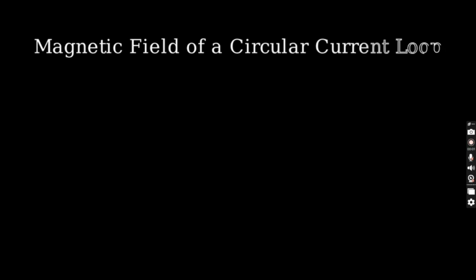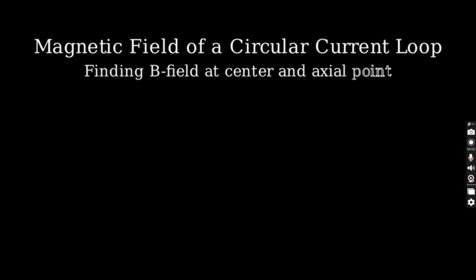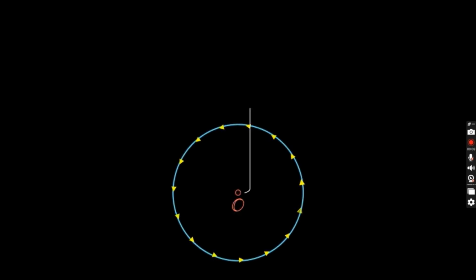Welcome. Today we'll solve a problem about magnetic fields created by a circular current-carrying wire. Let's understand the problem step by step. We have a straight wire that is bent into a circular shape. A current of 1 ampere flows through this wire.